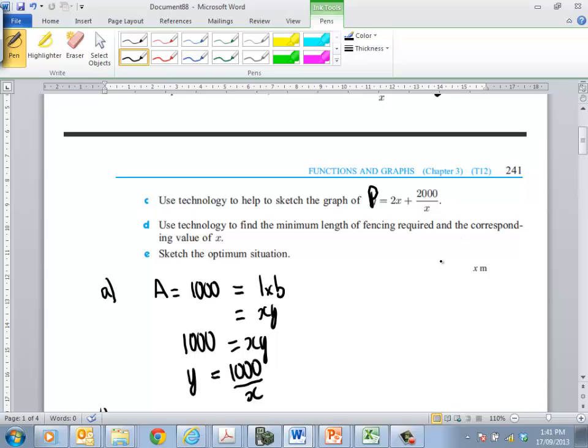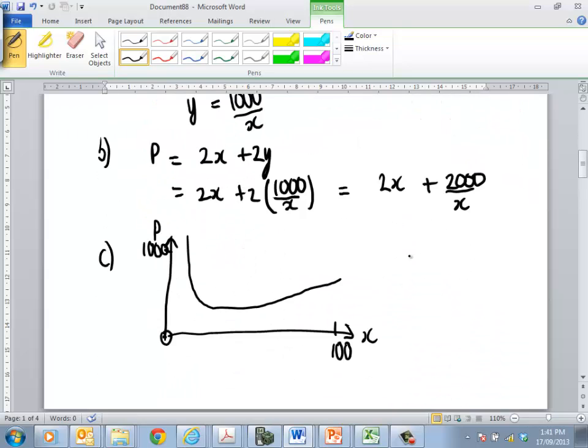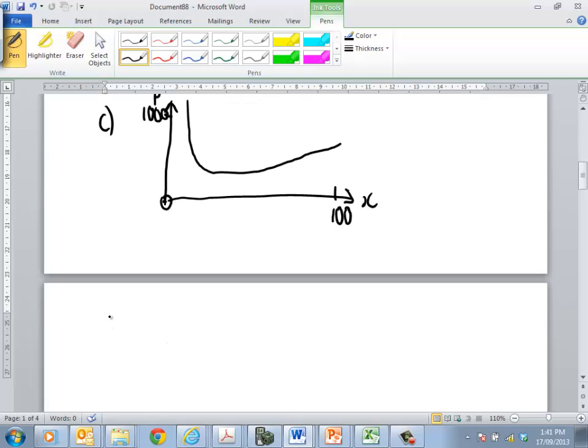So the next bit says, using technology, find the maximum length of the fencing required, the minimum length of the fencing required, the corresponding value of X, and then the last bit would be sketch our optimal solution. So we're just going through the parts of the question. So we're going to do part D next.